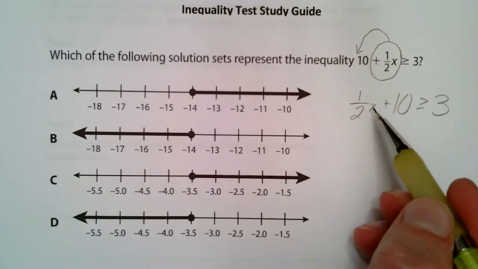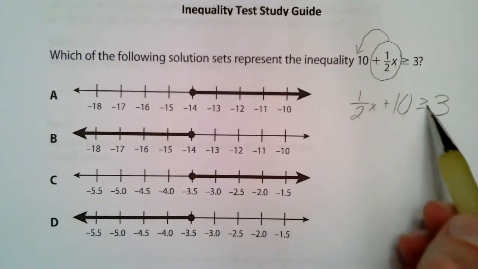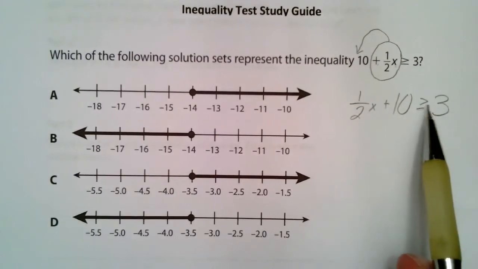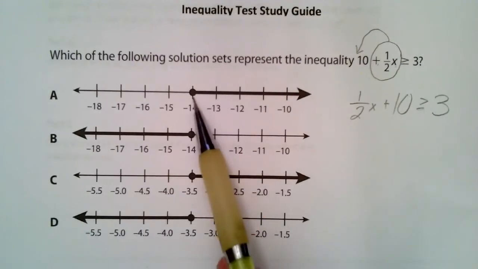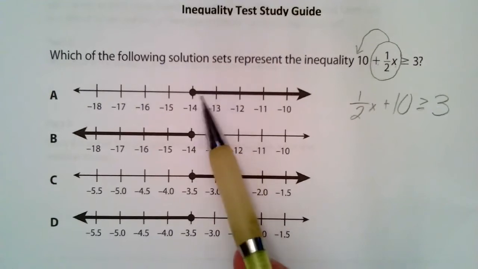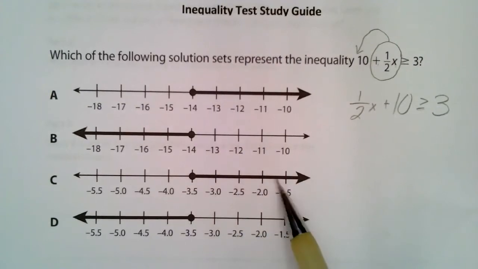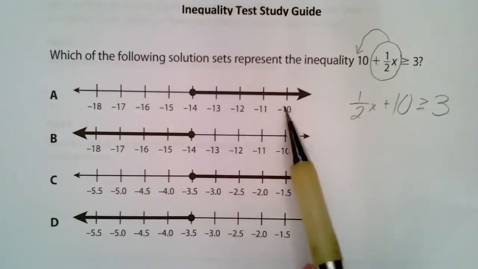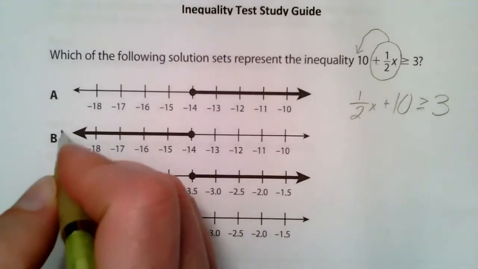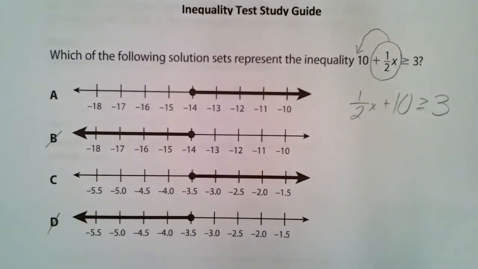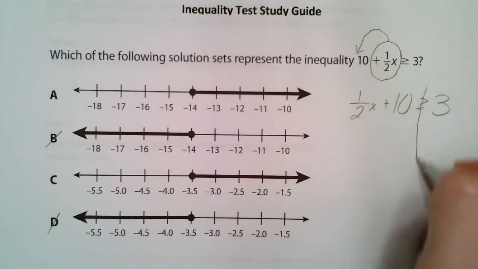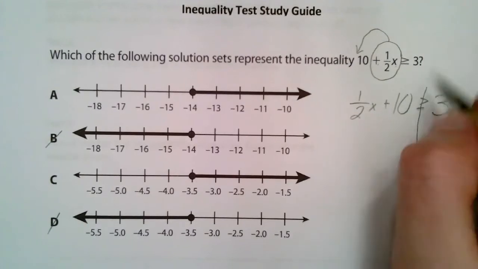Okay, so I have a positive coefficient, so my inequality is going to stay the same. So I'm looking for something that's greater than or equal to. All of these are equal to because they all have closed-in circles, but A and C are the only ones that are greater than. They go to the right. B and D both go to the left, so they're less than. So I know I can get rid of B and D. They're not going to be my answer. So now I just need to solve this inequality to see which one my answer is.